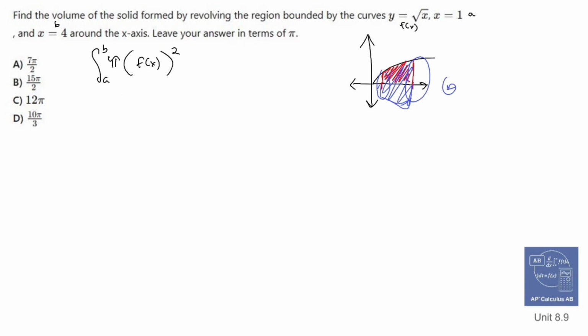All right, so setting this guy up means why don't we rip out the pi. My lower limit is 1, my upper limit is 4, and I'm going to square the square root of x. Oh, happy day. That's going to make life so easy because it's just going to be x dx.